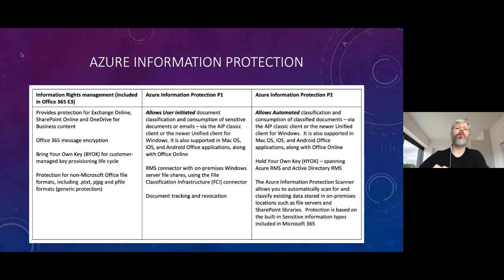Then we move on to the Azure Information Protection P1 licensing SKU, which is also included in EM&S E3 and Microsoft 365 E3.